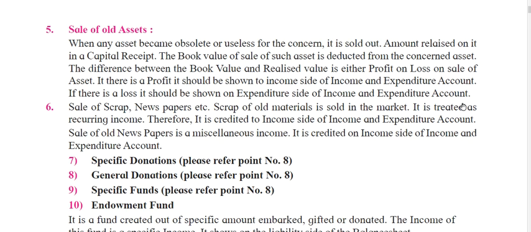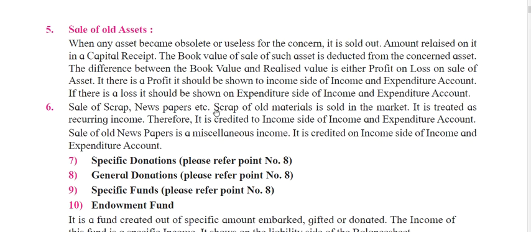Just as we mention in a profit and loss account a net profit or net loss, and pass the entries like that, if it is a profit, that will come on the income side. If it is a loss, that is an expenditure for the organization.